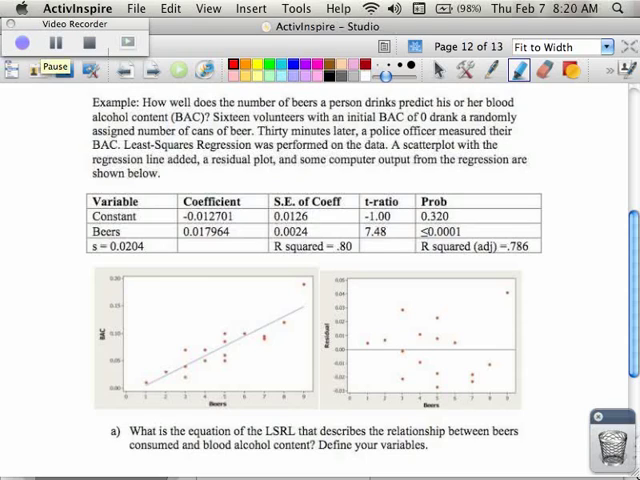So let's see how well the number of beers a person drinks predicts his or her blood alcohol level, which we're going to call from now on the BAC. 16 volunteers, so that would be your N, with an initial BAC of 0, meaning they had no alcohol in their blood, drank a randomly assigned number of cans of beer. 30 minutes later, a police officer measured their blood alcohol content. Least squares regression was performed. That's like our Stat Calc 4. And a scatter plot with regression line was added. A residual plot was shown, and some computer output from the regression is shown down below.